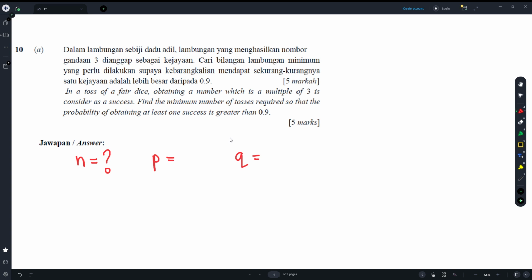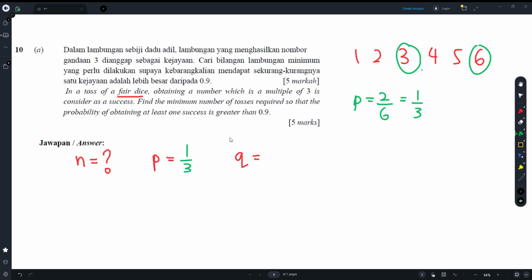When it comes to p and q, there is some information given. This question involves a fair dice. Inside a fair dice we have the numbers 1, 2, 3, 4, 5 and 6. There are 6 numbers on a dice and these are the outcomes. According to the question, obtaining number 3 and number 6 is considered success. So the probability of success is 2 over 6, which simplifies to 1 over 3, and automatically the probability of failure is 2 over 3. These are the pieces of information you must extract from the question.